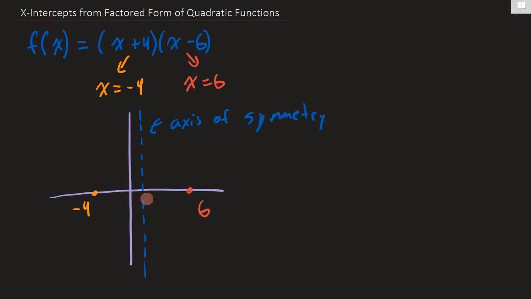Okay, so how do we find that value? Well, that value has to be in the middle because it has to be symmetrical. So we need to average negative 4 and 6. We could do this the long way: if you're averaging numbers, you add them up and you divide by the number of numbers you have. So we've got two numbers here. Negative 4 plus 6 is positive 2. Positive 2 over 2 is 1. So our axis of symmetry is the line x equals 1.